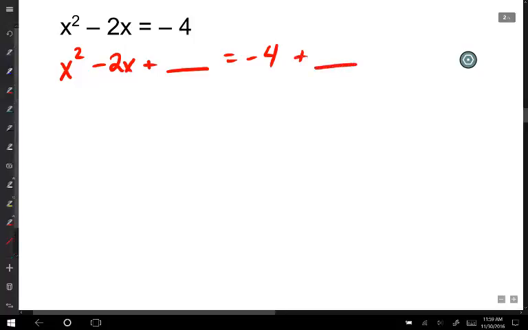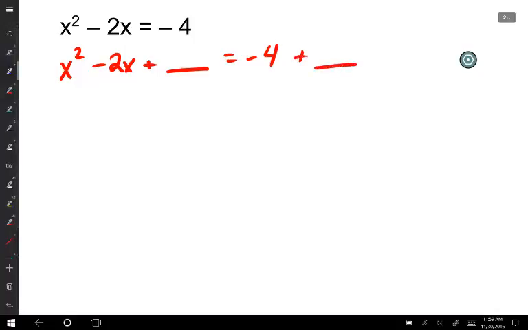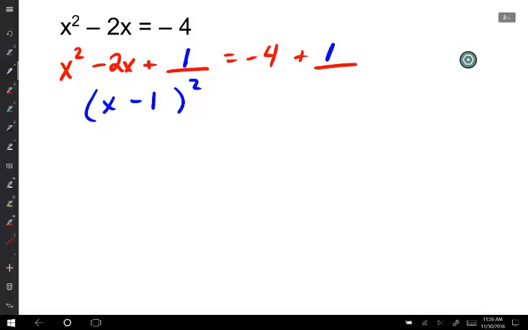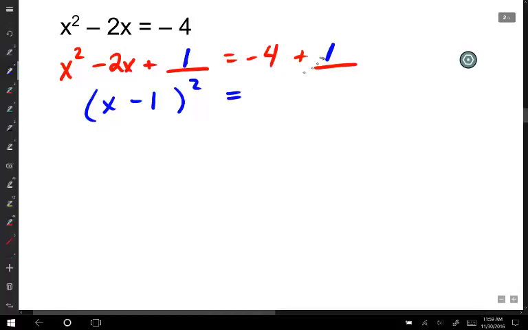What goes in my blanks and why? Remember, we're saying half of 2 is 1, and 1 squared is 1. So we put a 1 in each blank. All right? Negative 4 plus 1 is negative 3. Do what to both sides?